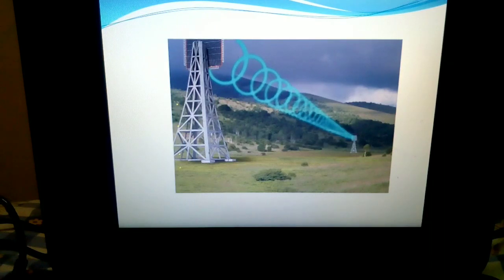But the advantage is that microwave propagation provides a much higher frequency data transmission compared to radio waves, and it is one of the most secure forms of communication. Now here, periodic repeaters are necessary for long distances. I said microwaves have been used extensively for long distance.